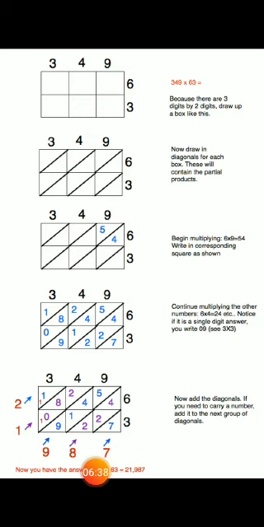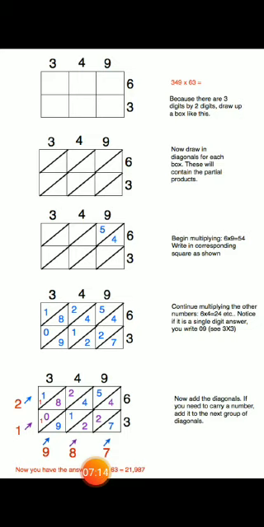If we have the digits 349 into 63, we have to find the product of these two. 349 is the multiplicand and 63 is our multiplier. You can see in the multiplicand we have 3 digits, so there will be 3 grids, and in the multiplier 2 digits. Then it means there will be a rectangle which will have 3 grids in a row and 2 grids in a column.